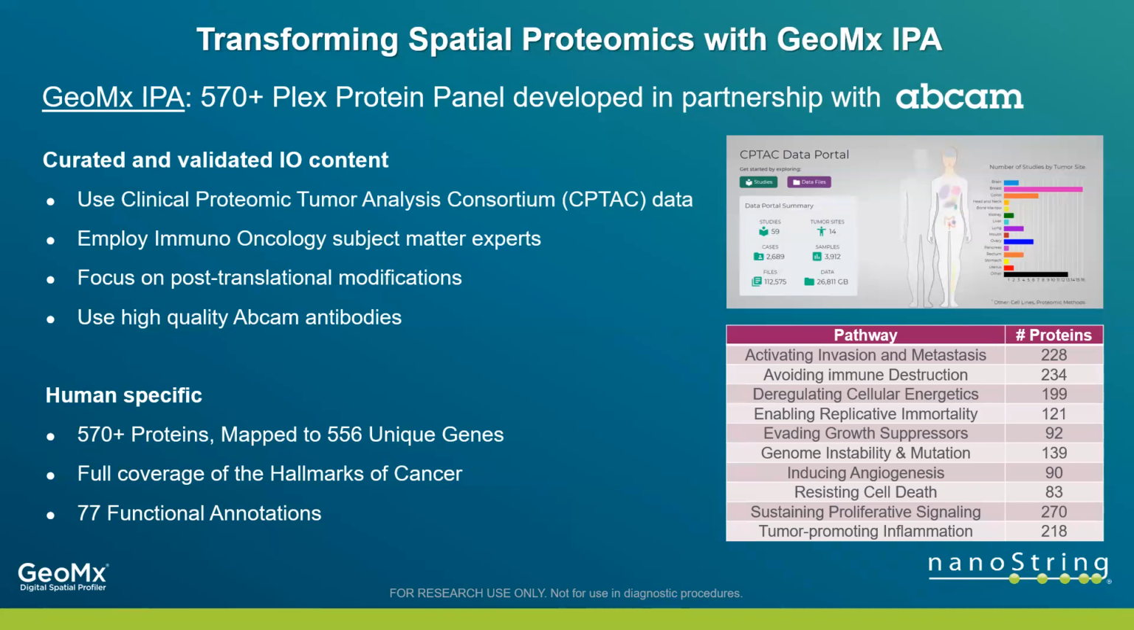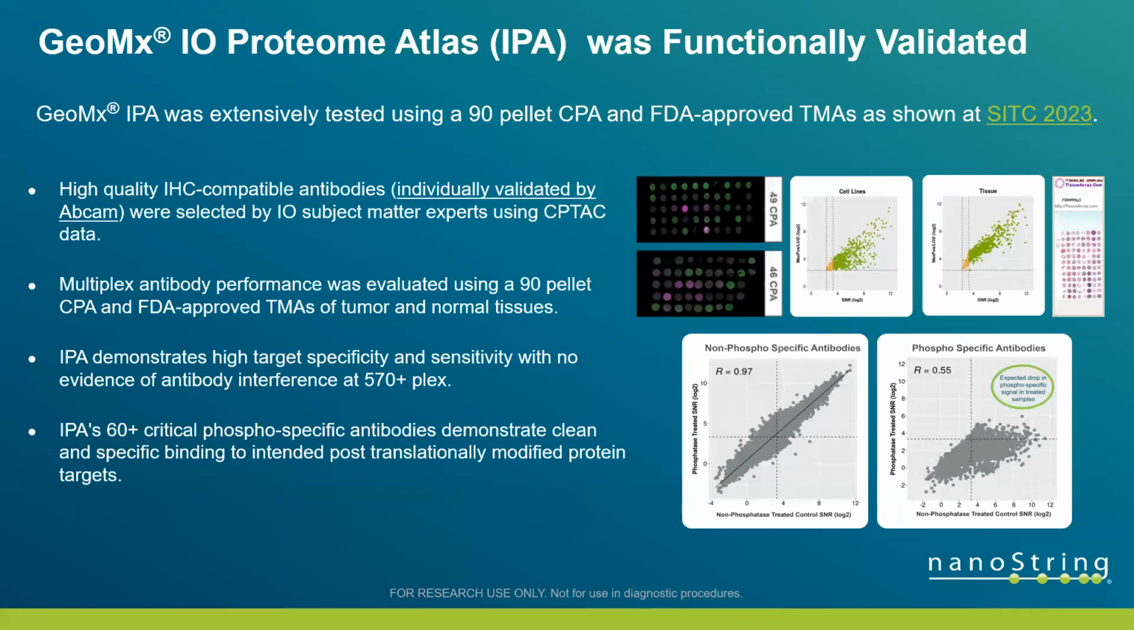So this panel is specific to human, and the protein content has been mapped bioinformatically to 556 unique specific genes of interest. We're happy to provide that gene listing if that's something that is of interest. These are functionally validated antibodies that we've gone through. Again, we partner with Abcam. And so what we've done is we've essentially created a 90 pellet CPA, as well as testing across an FDA-approved TMA across tumor and normal tissues. And then we found that this is really a nice way of being able to specifically target with great sensitivity and no evidence of antibody interference at a 570-plex panel assay.